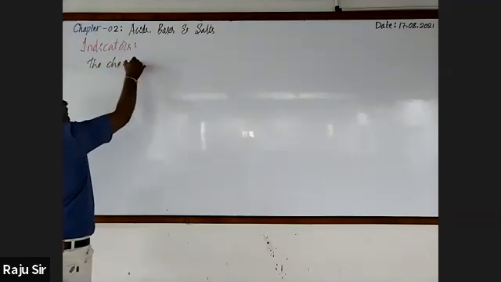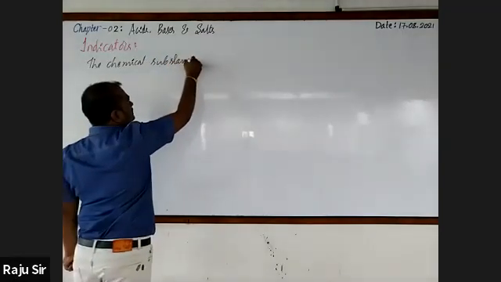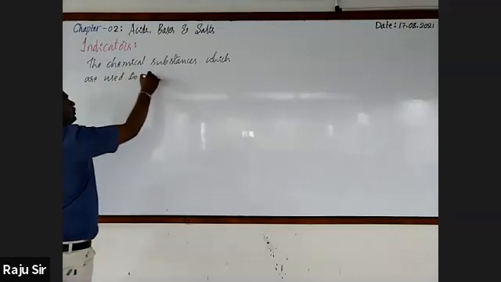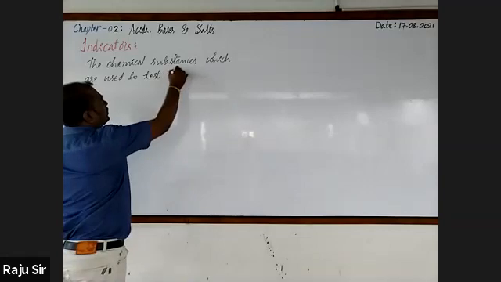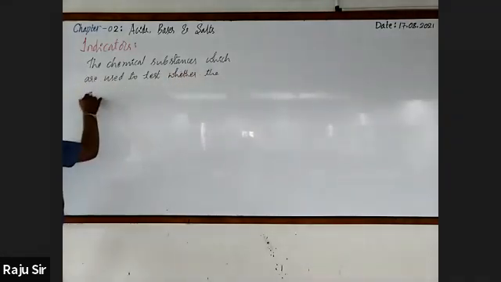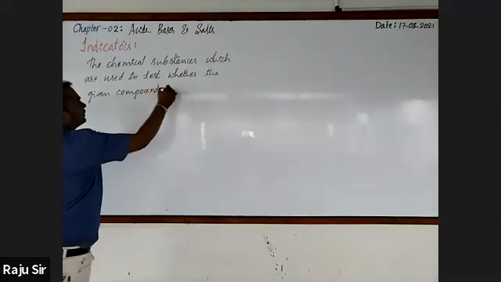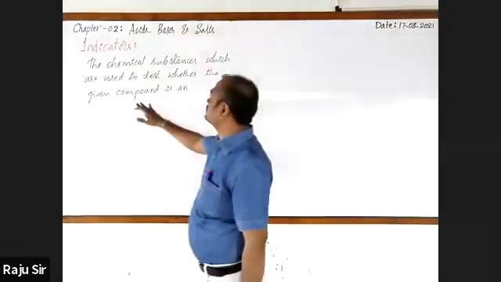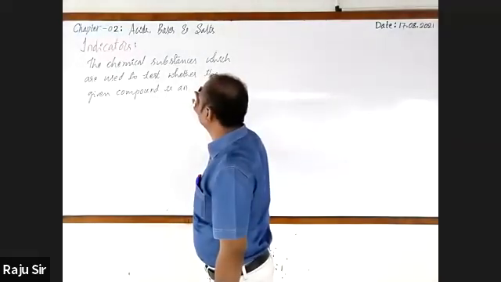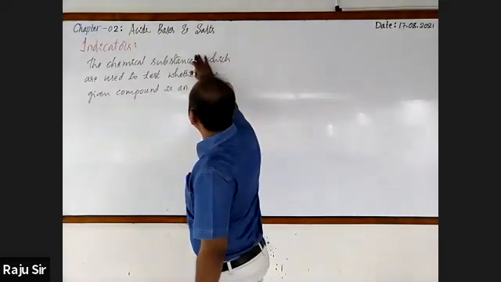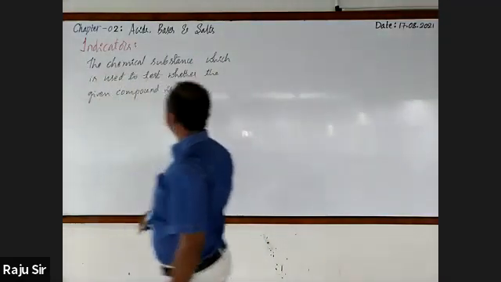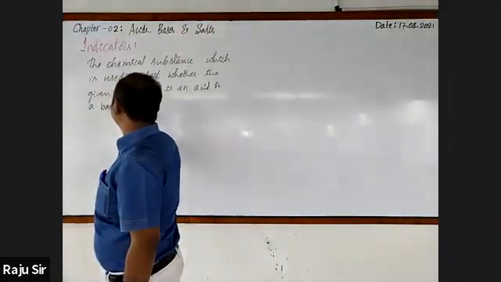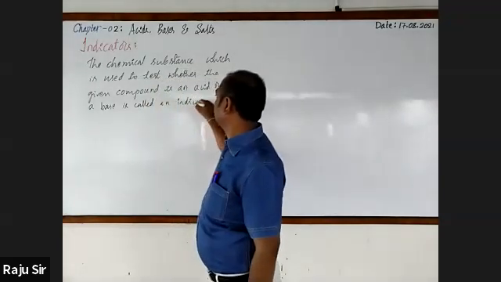Indicators: the chemical substances which are used to test whether the given compound is an acid or base are called indicators.